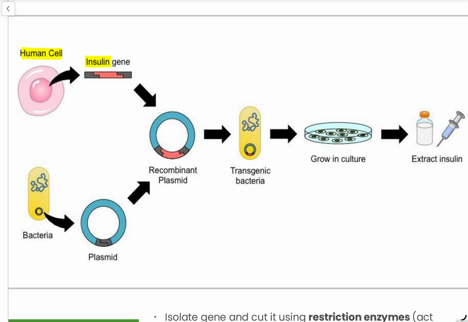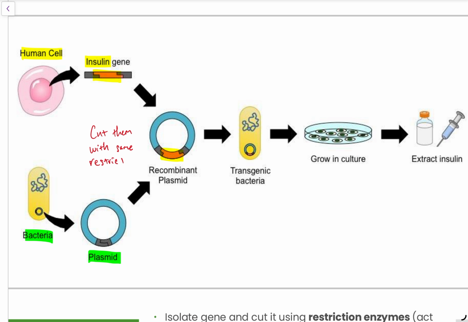Now, just as we've taken a gene from a human cell, and I'll highlight this in yellow, and eventually over here as well, we've also taken a plasmid from a bacteria. Now, a plasmid is a circular form of DNA that's found within bacterial cells. And what we've done to both the insulin gene and to the plasmid is we have cut them with the same restriction enzyme.